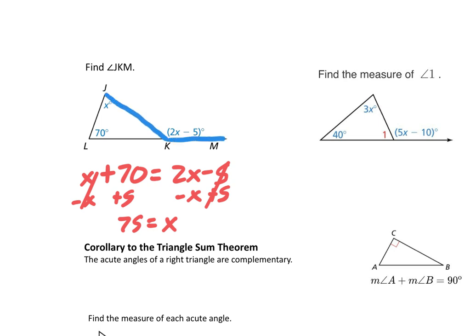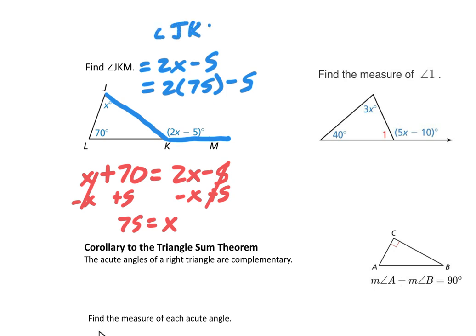Here's JKM. It's just 2X minus 5, right? That's the expression. And do we know what X is? Yeah. So all we got to do, we know that JKM is 2X minus 5, so we're going to do 2 times 75 minus 5. So we would say angle JKM is 145 degrees.